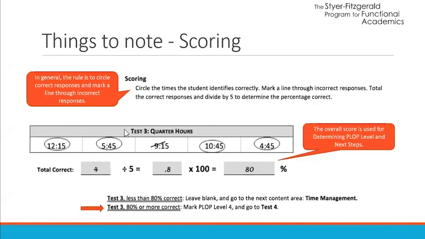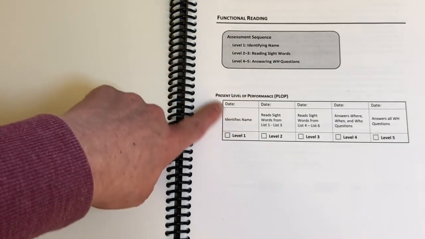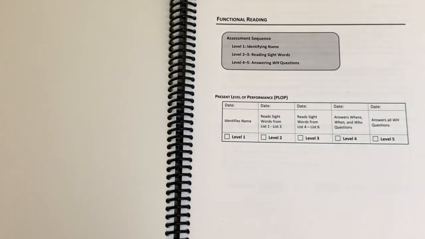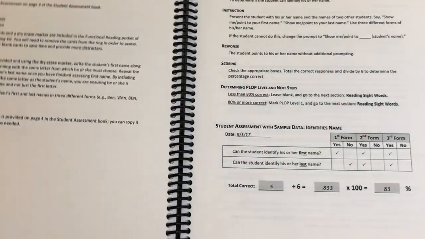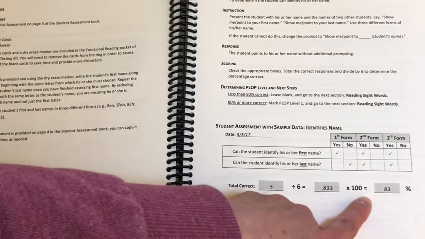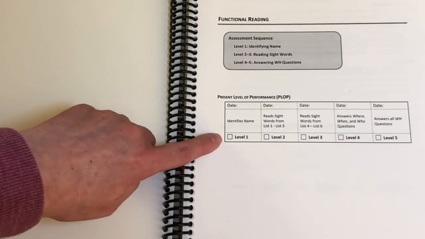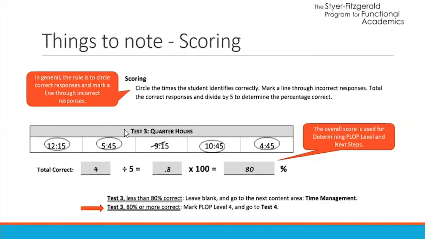And then the PLOP chart. Let me show you really quick. So I'm looking at functional reading. This is a secondary book. I'm looking at functional reading, and here's the PLOP chart. That is at the beginning of the assessment area. So you're going to do your assessment and record your answers and your percentage here. Then you're going to flip back here and report it on your present levels of performance chart, okay?